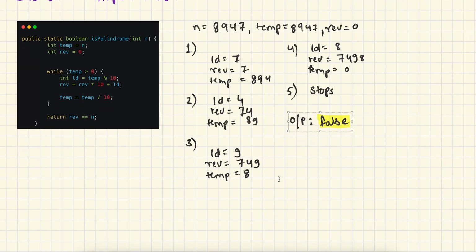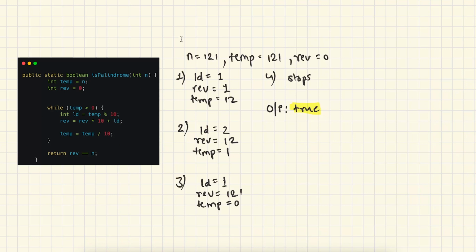Let's see another example. Now this time the value of n is 121, and we can say that this input is a palindrome. So let's try to run this program to see how it works. Okay, so first of all our n becomes 121, the temporary variable also becomes 121, and the value of reverse is 0. In the first iteration, we get the last digit as 1, we calculate the reverse, then the value of the temporary variable becomes 121 divided by 10, we get 12.